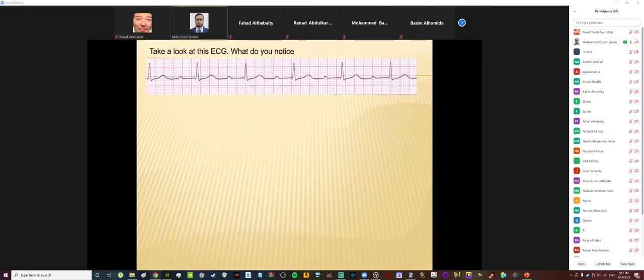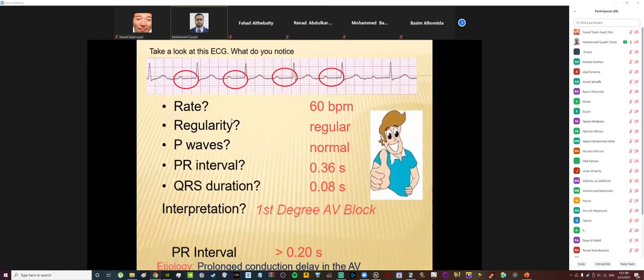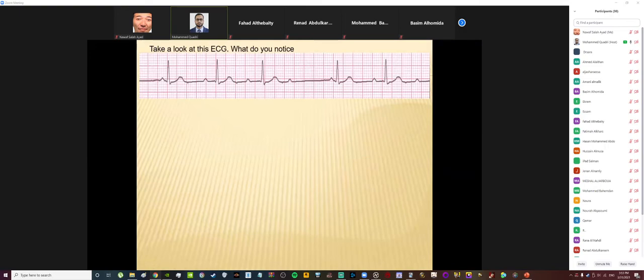So this is type 1. In type 1, only the PR interval will be prolonged. This is the second degree heart block, Mobitz type 1. Here, what's happening? When you say second degree, some beats are conducted, some are not. This is the first criteria.